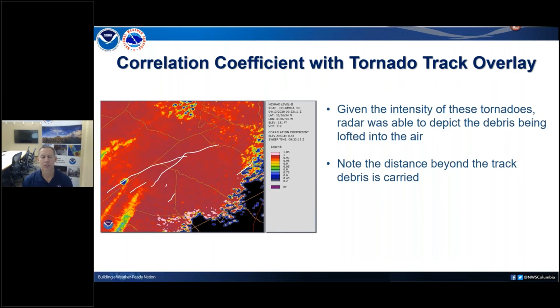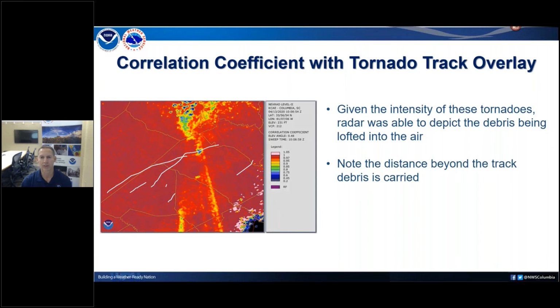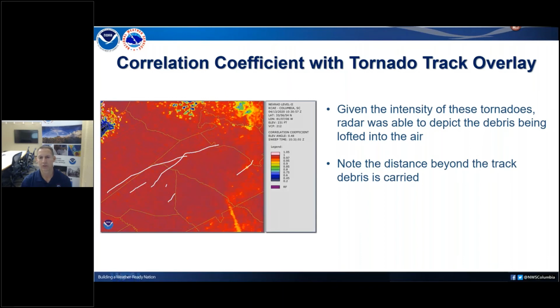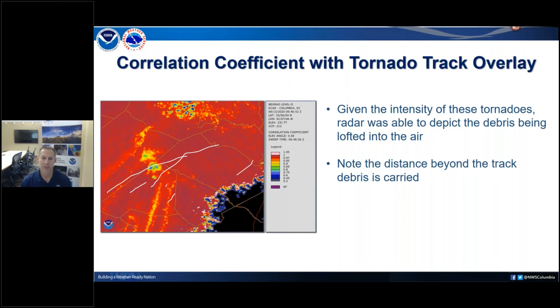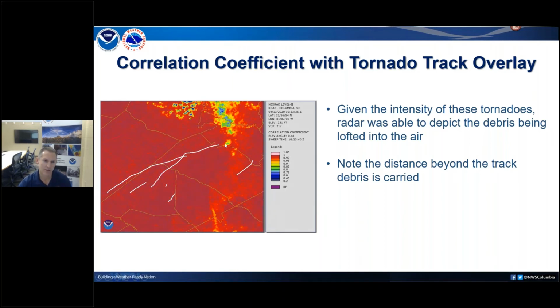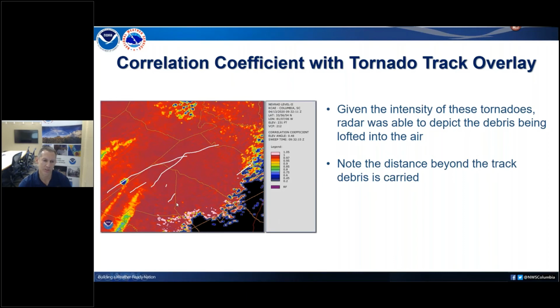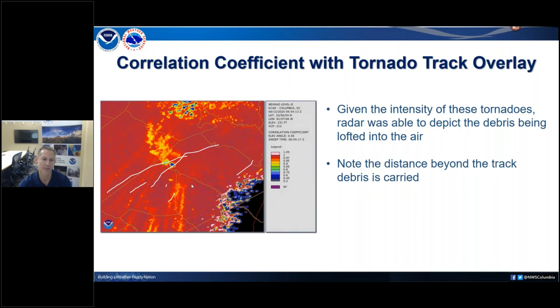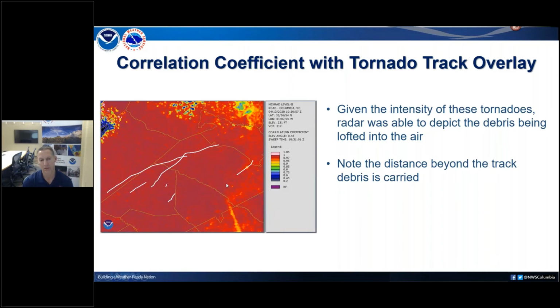Then I want to show this little loop here. This shows the correlation coefficient overlay with the tornado track itself. Given the intensity of these tornadoes, the radar is really able to pick up these debris signatures very well. What I want to point out and notice here, like I was talking about, is that you can see those debris signatures continue well beyond the actual tornado tracks themselves. And again, this debris continues to be lofted up in the air and continues to move downstream, carried by those very strong, fast winds associated with the actual line itself.